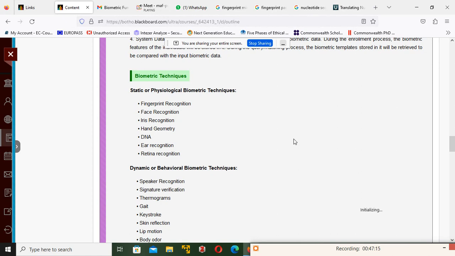When you take the retina, it is the same thing. Now, when you come to the dynamic biometric techniques or the dynamic biometric system, for example, in authentication, there has been a leak of an audio and it is threatening the security agency. How can we recognize that this audio is for this particular person?